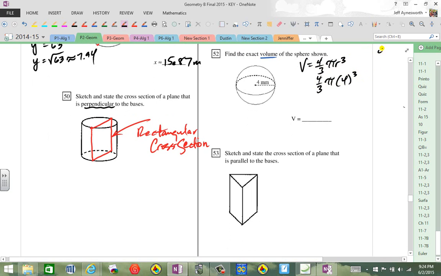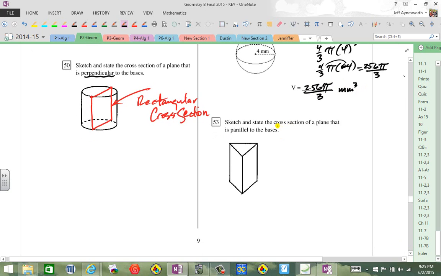Now what is 4 cubed? 4 times 4 times 4, that's 16 times 4, that's 64. So this is 4/3 times pi times 64. I have to multiply, obviously. Now 4 times 64, that's 240, plus 15, that's 256. So it's 256 pi divided by 3. So 256 pi thirds cubic millimeters. All right, that's the volume. All right, number 53, getting there.